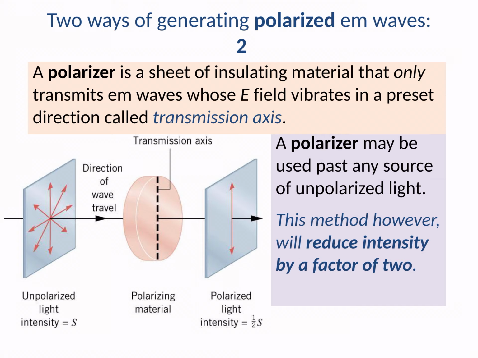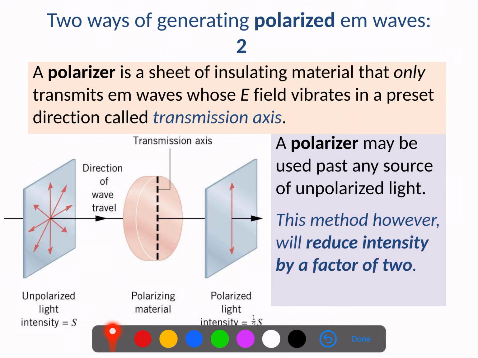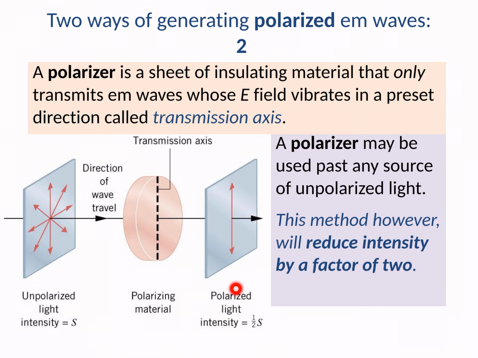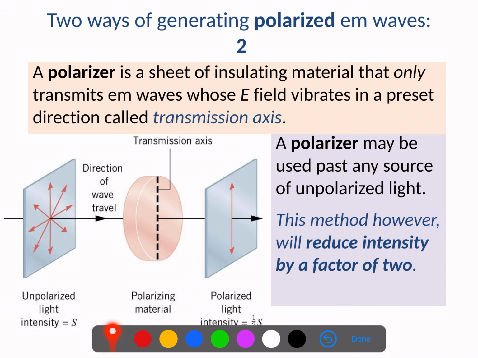So if unpolarized light is incident on this kind of polarizing material, it will only allow light to come through that has its electric field oriented along the transmission axis of the polarizing material. Okay, in doing so, it's essentially blocking out a lot of other light so that the intensity that emerges is half of what it was before.